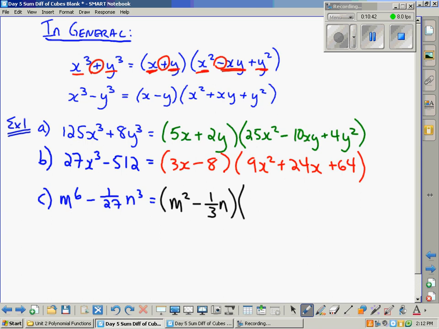Second part, square the first, square the second. So m squared, and then square that is m to the power 4. 1/3 n, even though it's negative, when you square it, it'll become positive. So it'll be 1/9 n squared. And now in the middle, you multiply them together. That's 1/3 m squared n. And the sign is opposite.